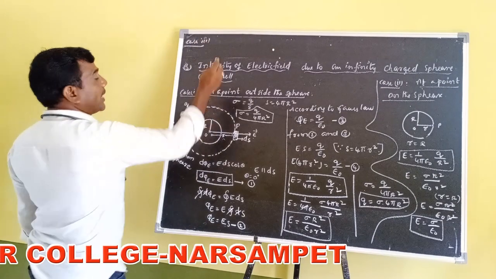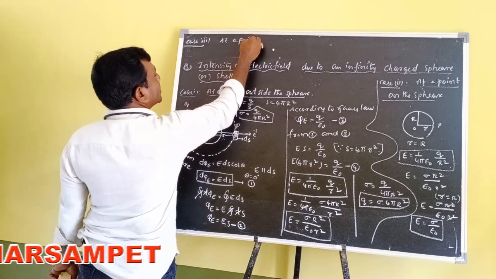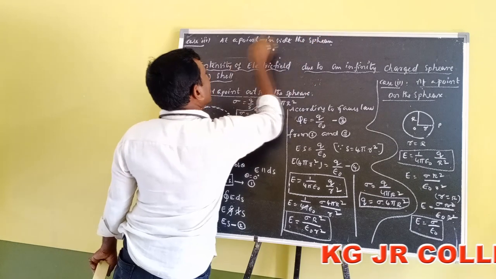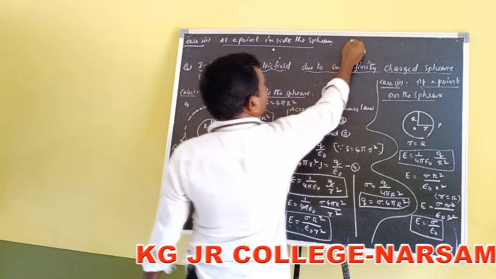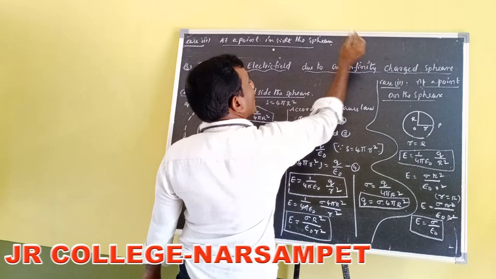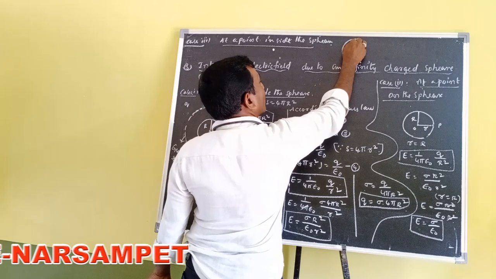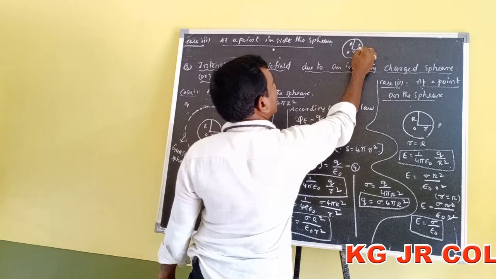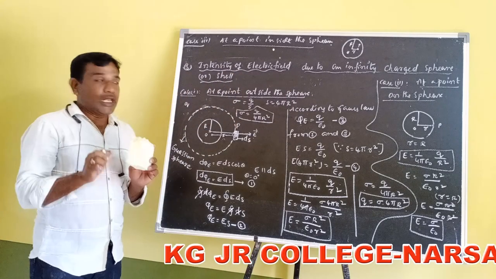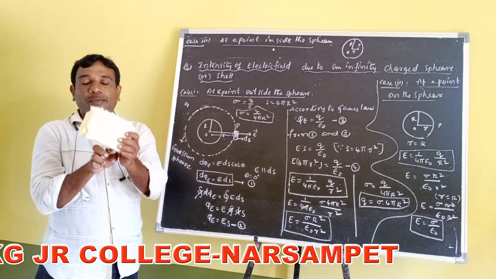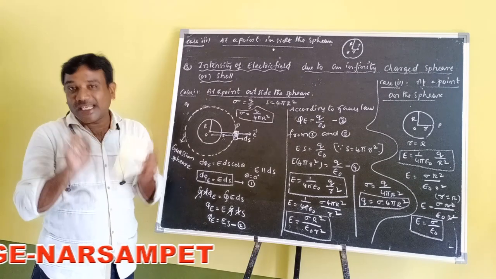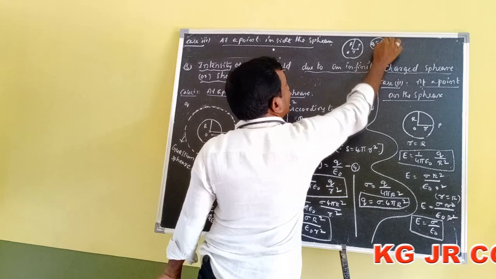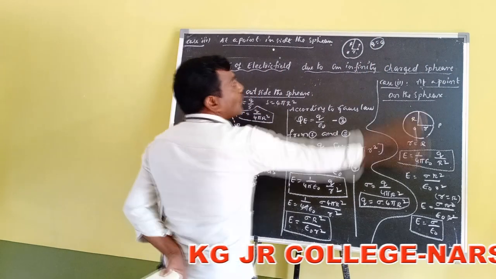Now case 3, at a point inside the sphere. We consider a sphere with center O and radius R. Inside the sphere, we take the point P. What about the intensity of electric field? Listen: any charge on a body is formed only on the surface of the body. Inside, no charges are present. So what is there? Q is equal to 0.